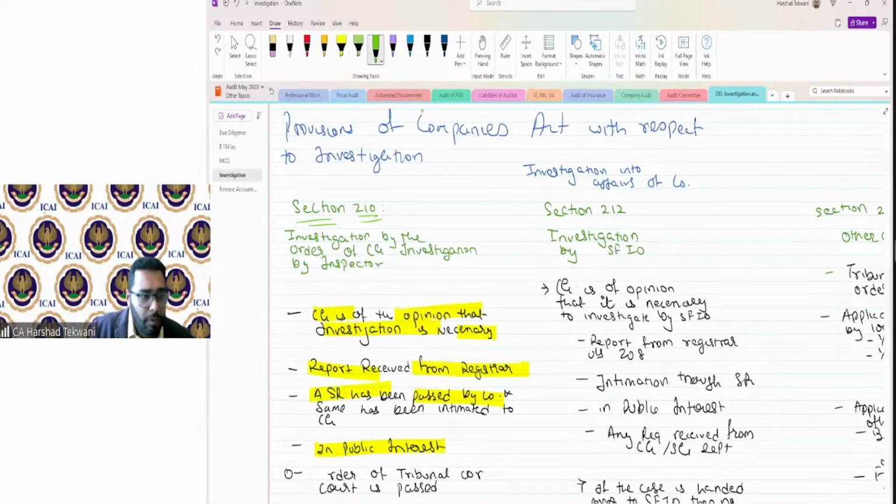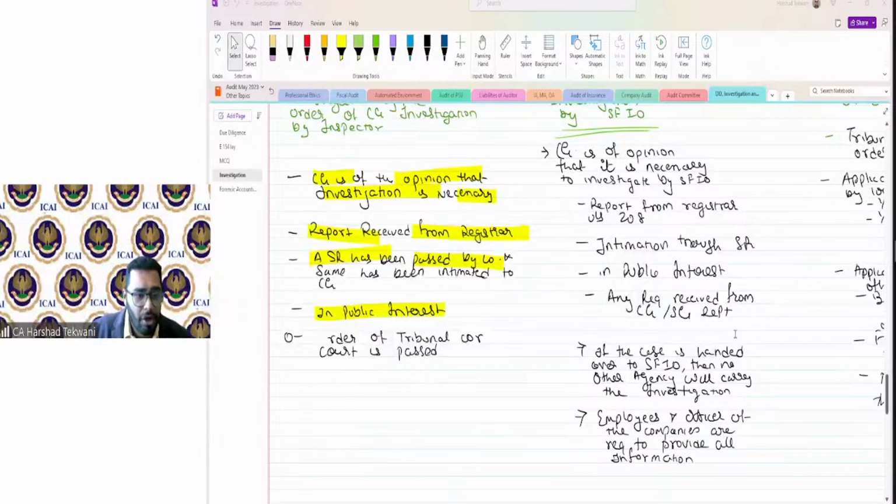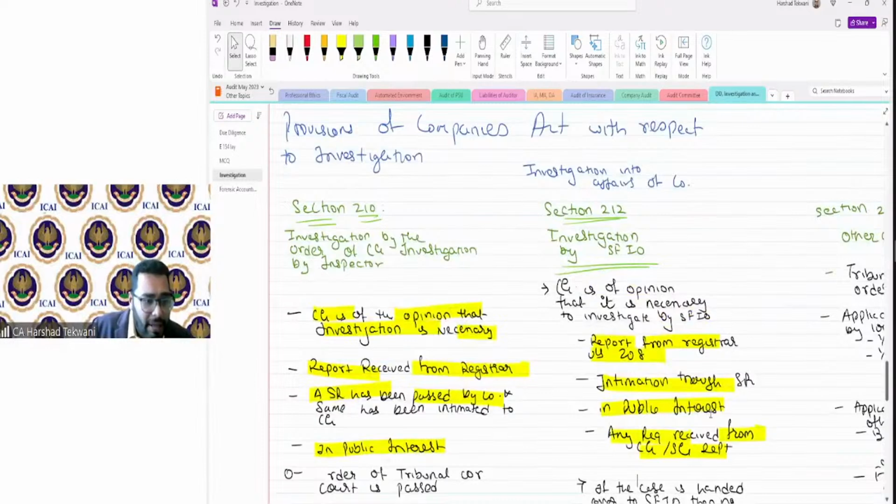Section 212: investigation into the affairs of the company by SFIO. What section 212 talks about is when the central government is of the opinion that it is necessary to investigate by SFIO, because they might have received a report from the registrar under section 208, intimation by shareholders, public interest, or any request received from the central government or state government. In that case, the central government can order SFIO to carry out the investigation under section 212 of the Companies Act.